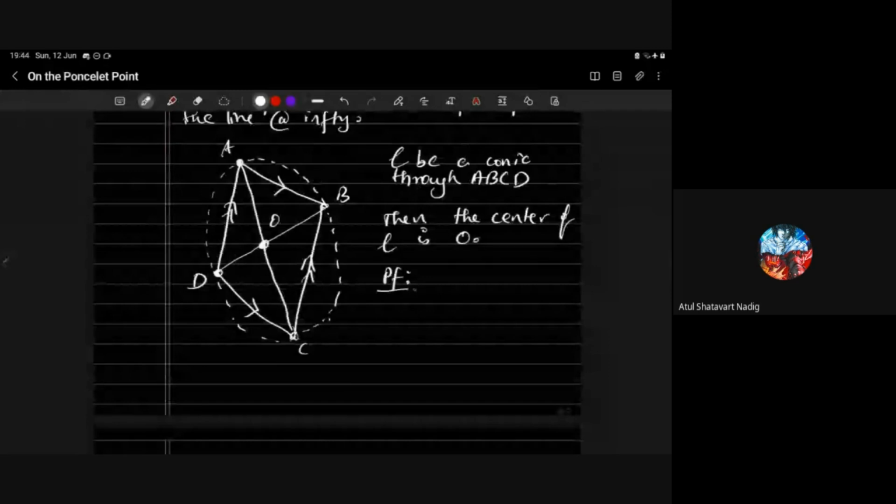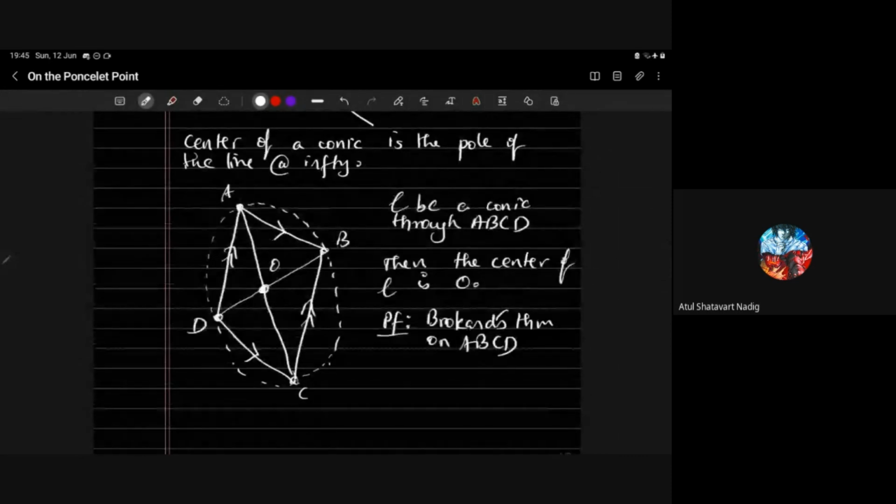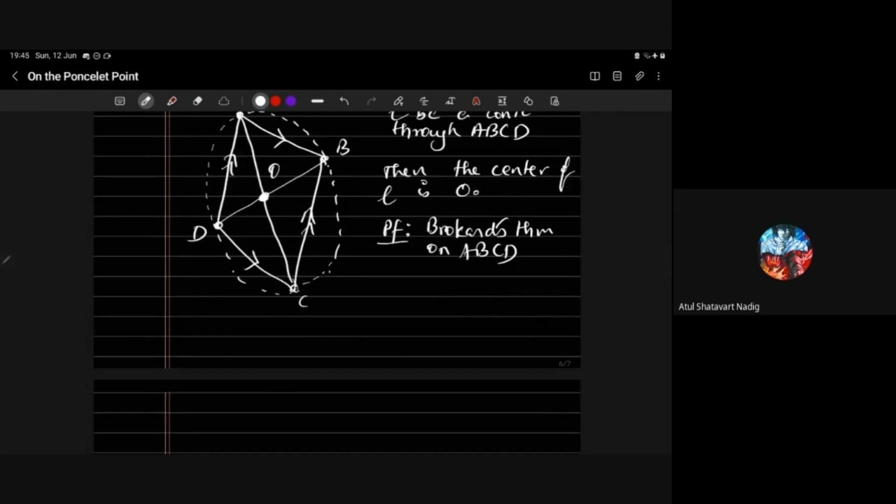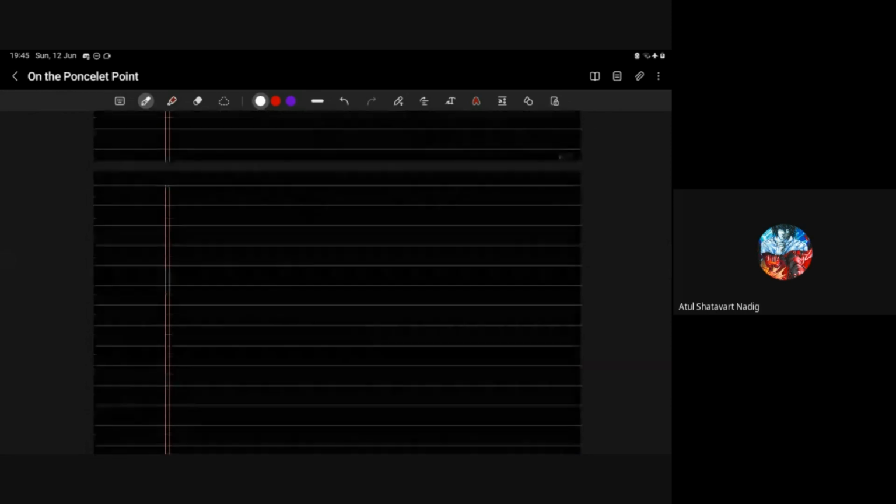Proof is just Brocard's theorem on ABCD. So the intersection of AD and BC is one point at infinity. The intersection of AB and CD is some other point at infinity. So the polar of the point of intersection of AC and BD, that is O, is the line at infinity, which means O is the center. Okay, so that's a nice result to remember.